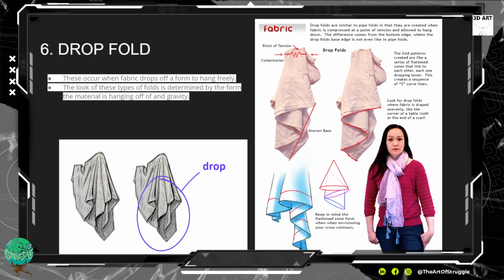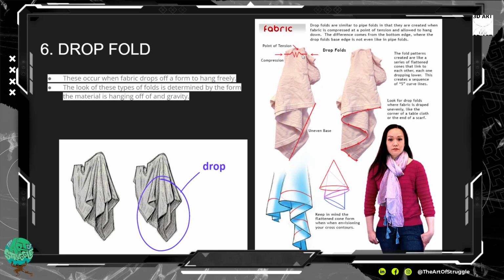The look of these types of folds is determined by the form the material is hanging off and gravity. They are very similar to pipe folds in that they are created when fabric is compressed at a point of tension and allowed to hang down freely. The difference comes from the bottom edge, where the drop fold's base edge is not even like the pipe folds. So you can see that it just kind of falls, it just drapes down.